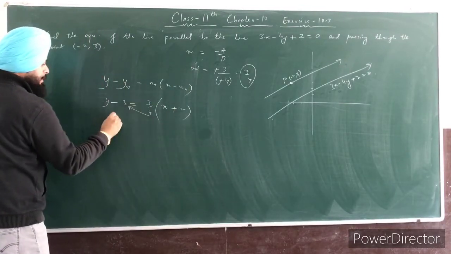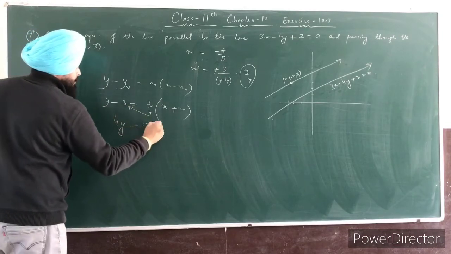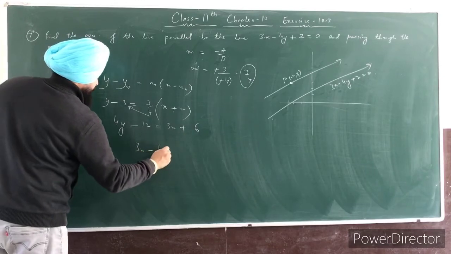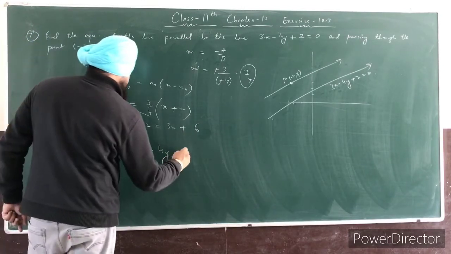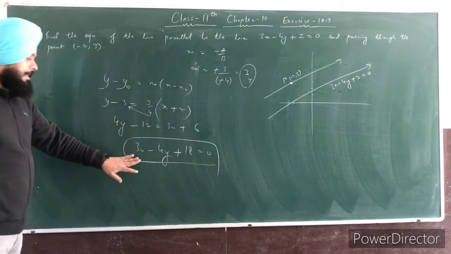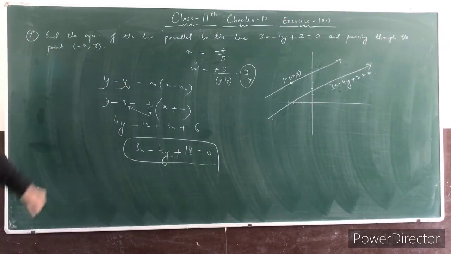Now simplify this. 4 into y, 4y. 4 times 3 is 12. 3 into x, 3x, plus 3 times 2 is 6. Or 3x minus 4y plus 18 is equal to 0. So this is the equation of the line. Question number 7.